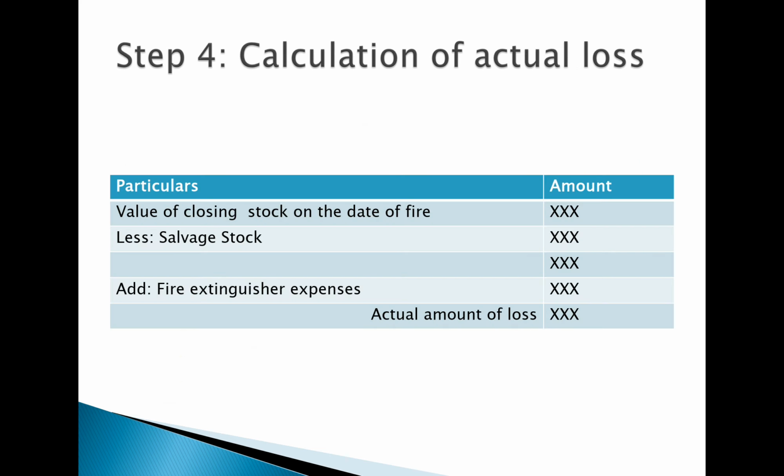Then step 4. Step 4 is the step in which we will calculate the actual loss incurred by the company, because when certain goods are there in the company and the stock is lost by fire. For example, I have kept 10 books in a shop and due to fire around 7 to 8 books are completely burnt and not in a position to be sold. The remaining 2 books out of 10 are in a position to sell, which means 2 are recovered from fire. We'll call it salvage value.